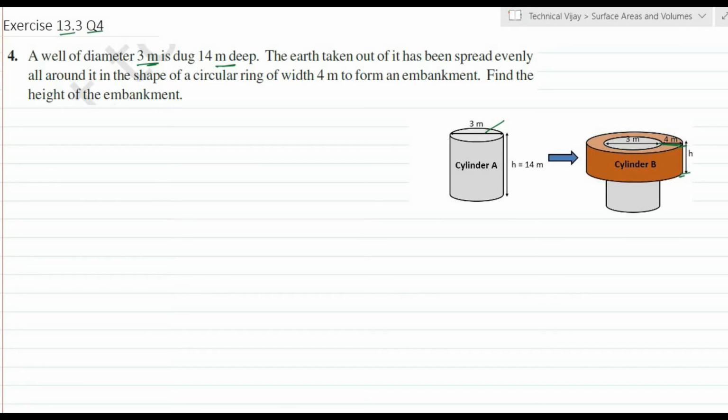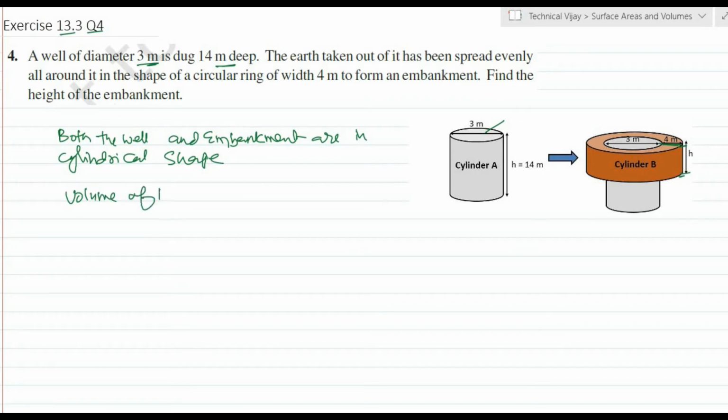So here we can write both the well and embankment are in cylindrical shape. Hence the volume of well is equal to the volume of embankment. So here, the volume of this well is equal to, this is the volume of a cylinder, that is pi r square h.